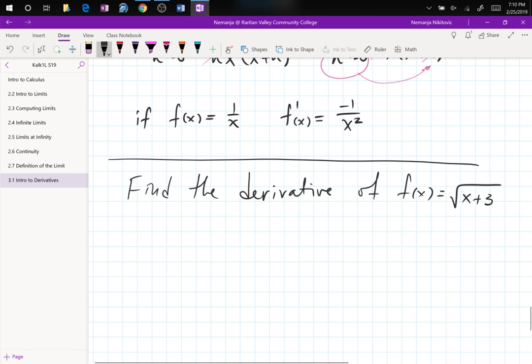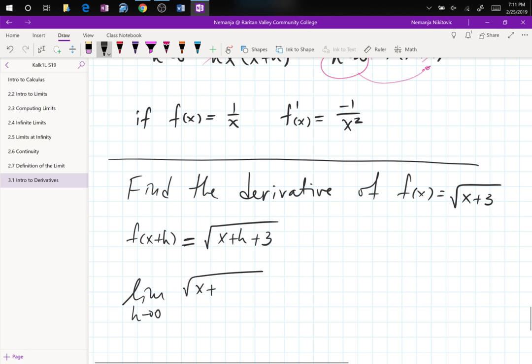Let's at least set it up, and then you can work on calculations. We know we need f of x plus h, so that will be the square root of x plus h plus 3. Right? That's that. And now we have the limit. h goes to 0, square root of x plus h plus 3 minus square root of x plus 3, divided by h. What's the only thing I can do here?